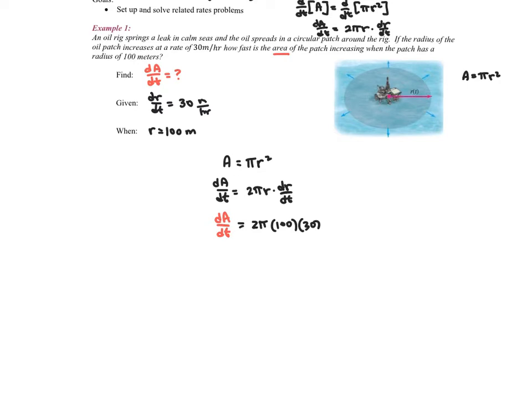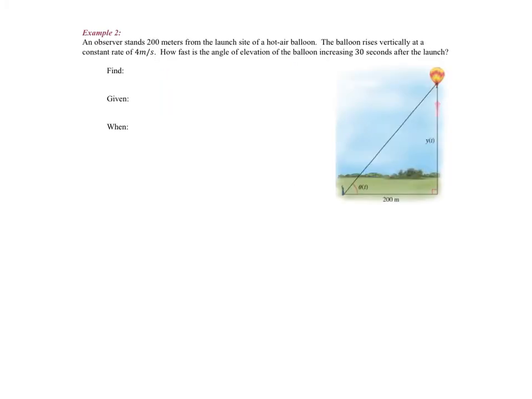Therefore, dA/dt, make sure and pay attention to units, will be, oh boy, what is that? 30 times 100 is 3,000 times 2 is 6,000 pi, and now in units for area would be meters squared per hour. Okay, there you go. That's your first related rate problem. Let's do another and see if we can clean up maybe some of the gaps.